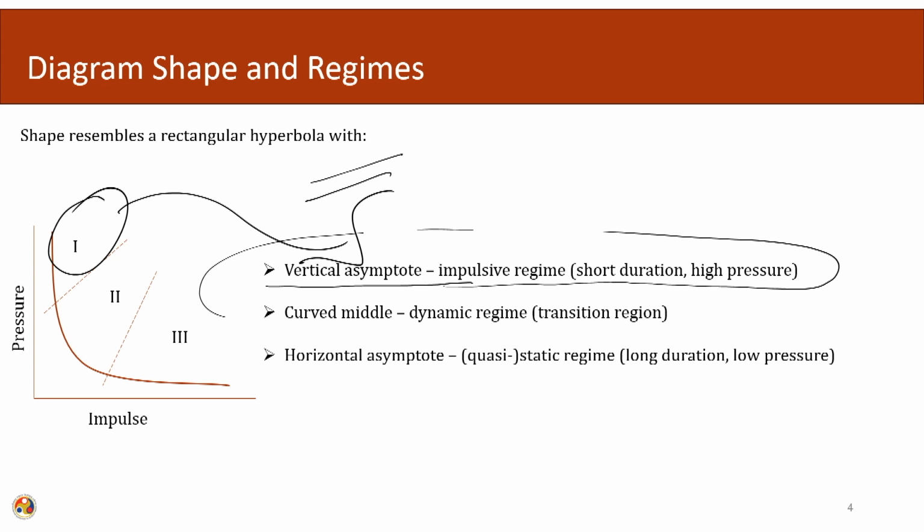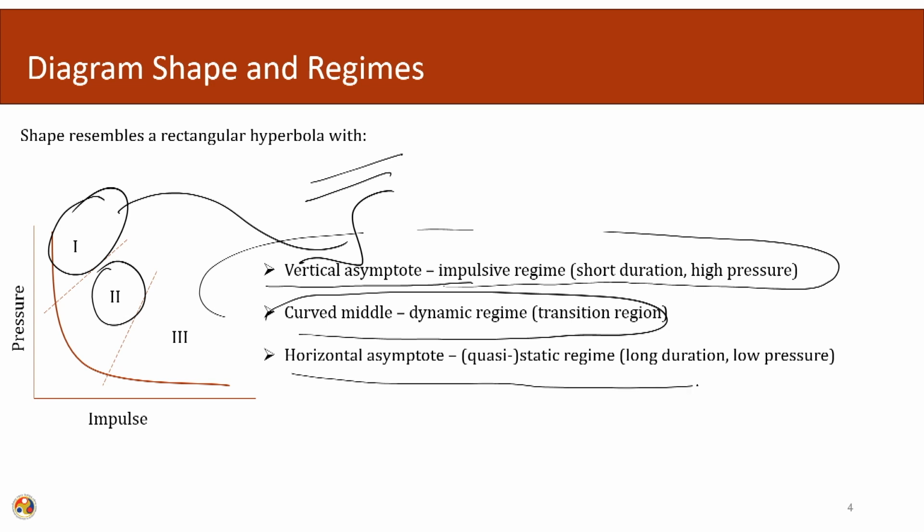Then there is a curved middle, which is the dynamic regime, the transitional regime. And then there is a horizontal asymptote, which has a long duration, low pressure regime. We can categorize this as the quasi static region. So these are the three main regions of a pressure impulse diagram.